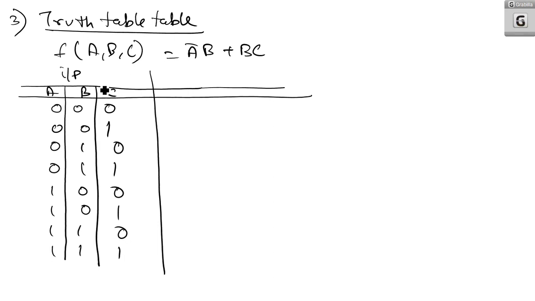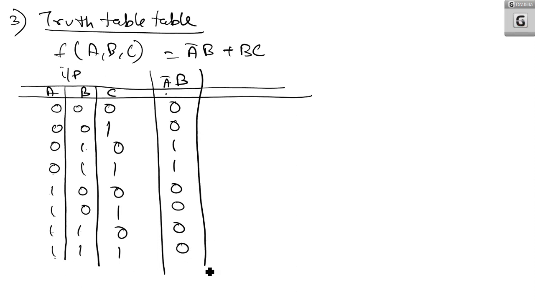To get the output, first you need to find A bar B. What is A bar B? 1.0 is 0. 1.1 is 1. 0.0 is 0. 0.1 is 0. So that is A bar B.